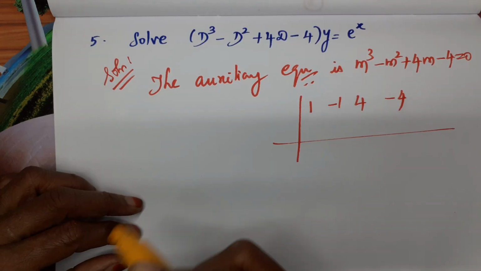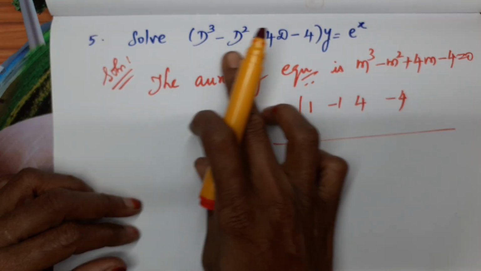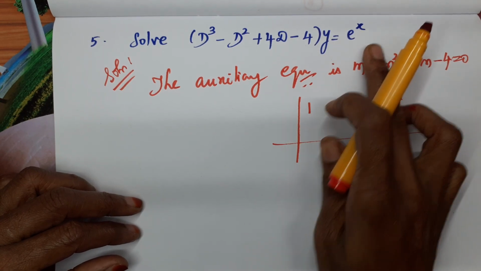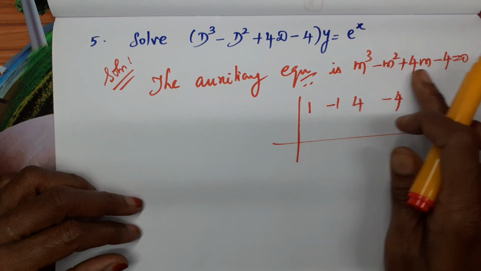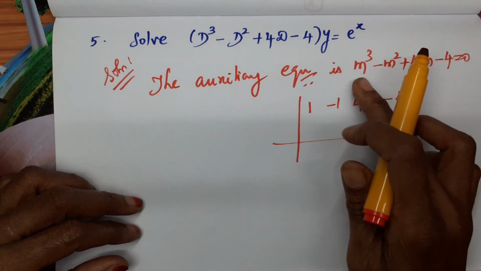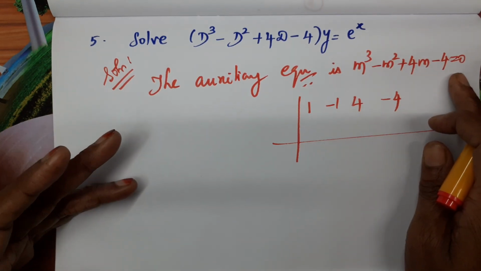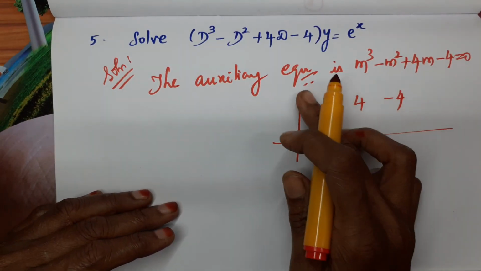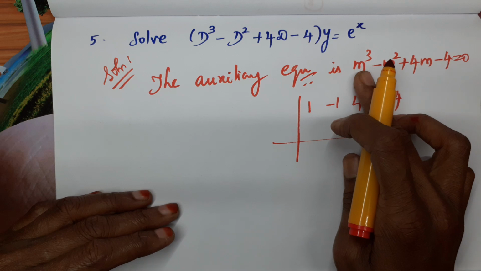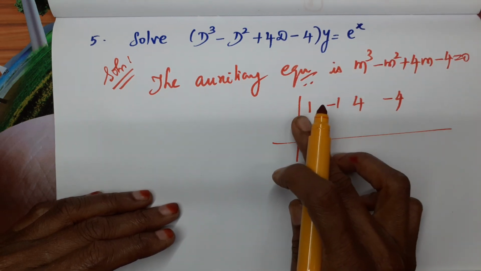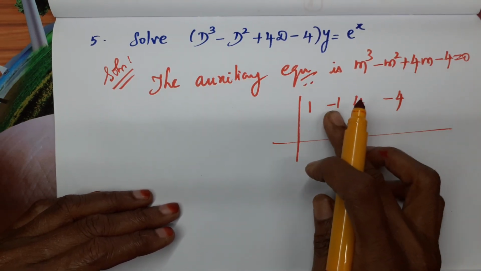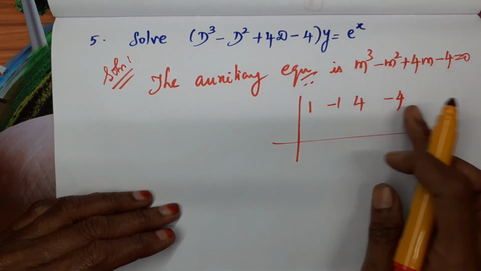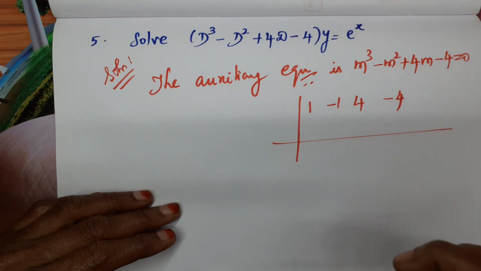The next problem is to solve D cubed minus D squared plus 4D minus 4 into y equal to e power x. The auxiliary equation is obtained by replacing D by m. Now we have to factorize this and find the roots. Since it is of power 3, we have to find 3 roots, right? So I have taken the coefficients in order. The coefficient of m cubed is plus 1, m squared is minus 1, m is plus 4, and the constant term is minus 4. We have to start from 1.